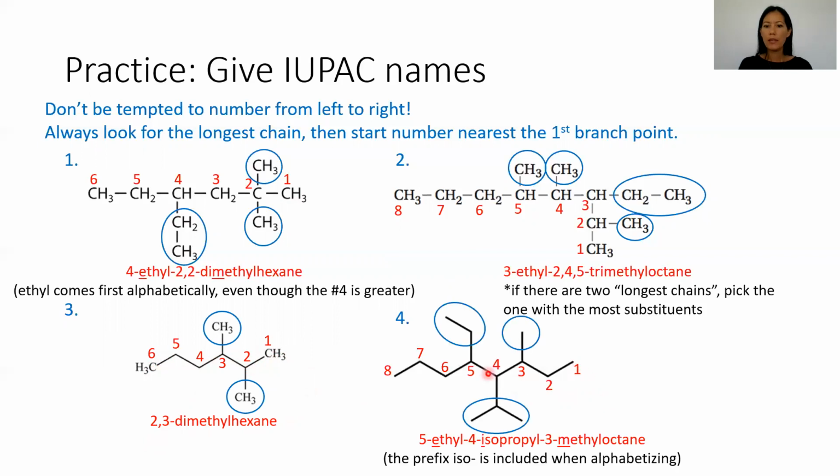I'm going to number right to left because my nearest branch point is here at 3. And I've got a couple groups. I've got a methyl, I've got an ethyl. We've dealt with those. This group, though, is what? The easiest way to name this is just its common name, isopropyl. And so the I does count. Iso and cyclo count for alphabetizing. So the E, 5-ethyl comes first, 4-isopropyl, 3-methyl, octane.